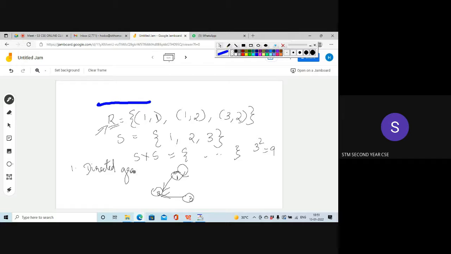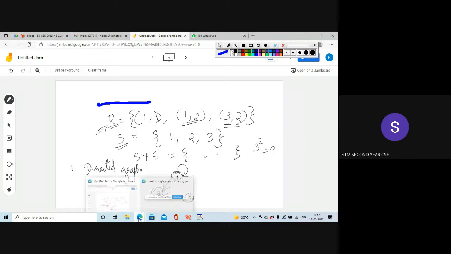Using a directed graph, you first represent the elements of the given set S, that is 1, 2, 3, as vertices, and the edges of the graph represent the ordered pairs in the relation. If there is an ordered pair (1,1), you draw a directed edge from 1 to 1. If the second ordered pair is (1,2), you draw a directed edge from 1 to 2. And the third ordered pair is (3,2), so you draw a directed edge from 3 to 2. This forms the directed graph for this particular relation defined on S.